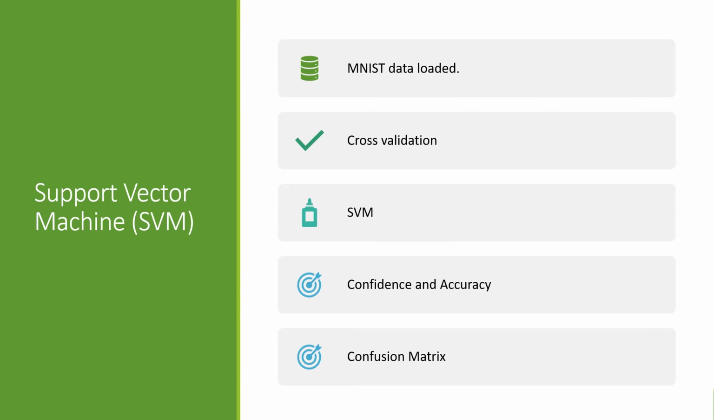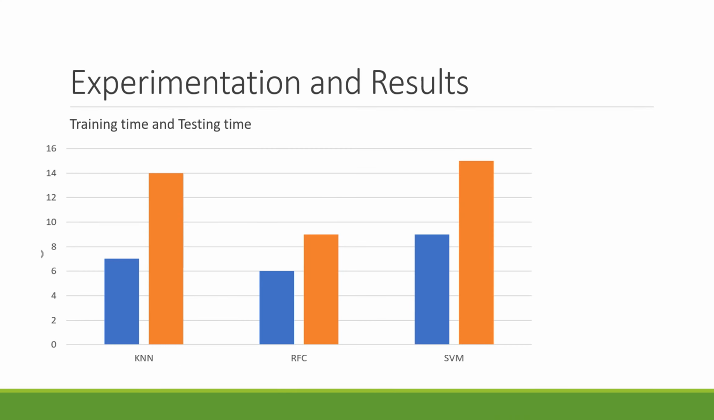The steps involved in the code for the SVM classification are similar to the other approaches, except that the SVM classifier needs the gamma and the kernel as the input. Moving on to experimentation and results. The three machine learning methods, KNN, RFC, and SVM, are compared in terms of accuracy, error rate, confidence, and the training and testing times.